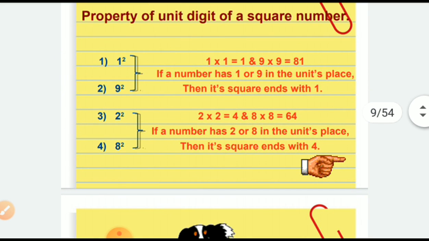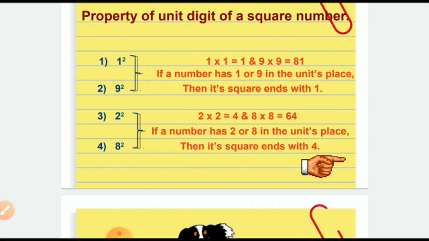Property of unit digits of a square number. Here, students, 1 square is 1, 9 square is 81. So 1 and 9 have a common unit digit. You can just check it. Now the relation between 2 and 8: 2 twos are 4, 8 eights are 64. So the last unit digit is common for 2 and 8.